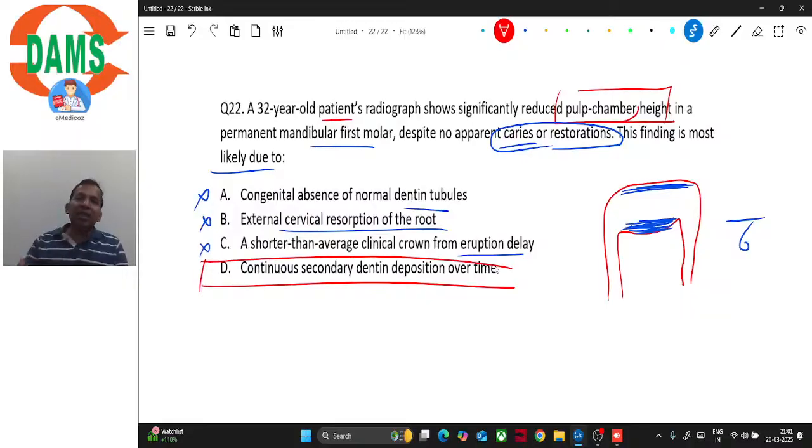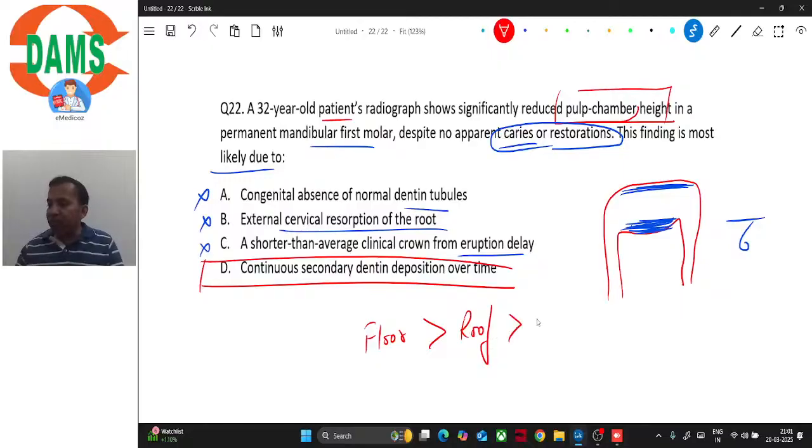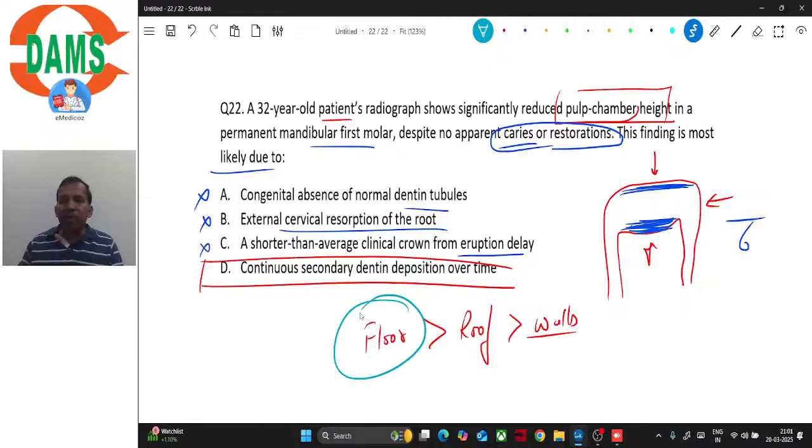So where does the maximum secondary dentin deposition take place? It is on the floor of the pulp chamber, followed by the roof of the pulp chamber, followed by the walls of the pulp chamber. So the secondary dentin deposition is maximum on the floor, followed by roof, followed by the walls: labial, lingual, mesial and distal. Is it clear? So maximum deposition of secondary dentin is on the floor of the pulp chamber.